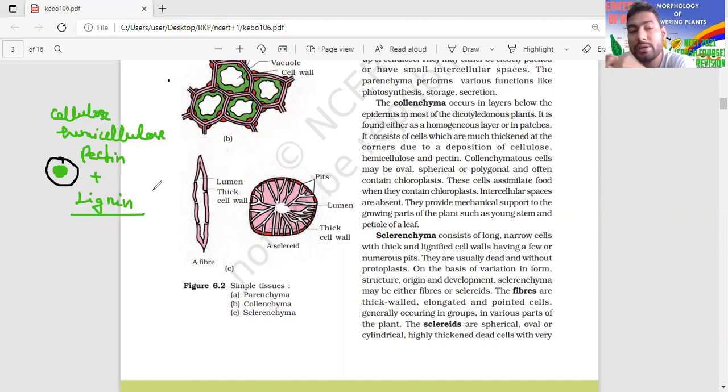So sclerenchyma means too much dead. Another property: in sclerenchyma cells there is no intercellular space because of the lignin. In collenchyma, intercellular space is absent and thickening is uneven. But here, throughout the surface, there is homogeneous thickening due to the deposition of lignin substances. Okay. So now look here, sclerenchyma, whatever it has given.